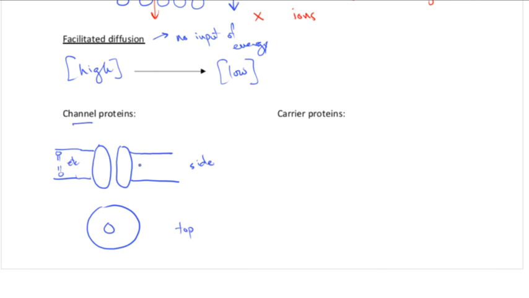So a channel protein might look like this, and a channel protein provides a channel for things that can't dissolve in the phospholipid bilayer to sneak through. So for example, an ion like sodium could dissolve in water and then take this channel from the outside to the inside of a cell.